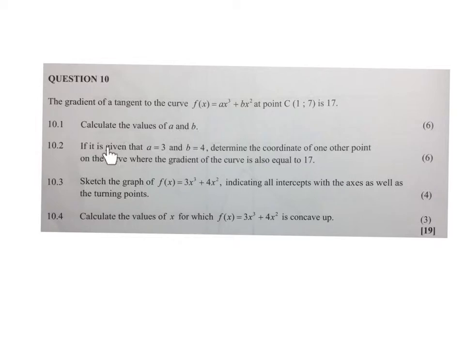Then they say if it is given that a is 3 and b is 4, determine the coordinates of one other point on the curve where the gradient of the curve is also equal to 17. Then they say sketch this graph indicating all intercepts with the axes as well as the turning points. And then they say calculate the values of x for which this graph is concave up. A very good question to check your knowledge of cubic graphs.